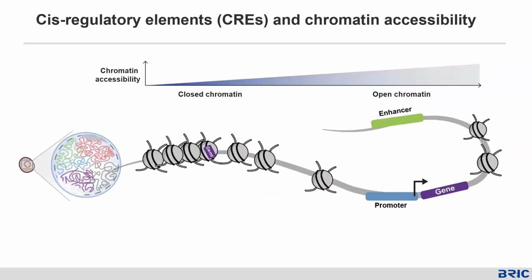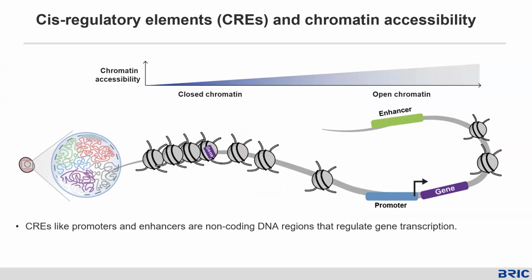One way to turn genes on and off has to do with the way that DNA is wrapped around histones to form nucleosomes. So when DNA is tightly bound to histones, the genes cannot be expressed. However, when the genes and the non-coding DNA regions that regulate their expression are accessible, transcription becomes active. And these non-coding DNA regions are called cis-regulatory elements, and they include promoters and enhancers.